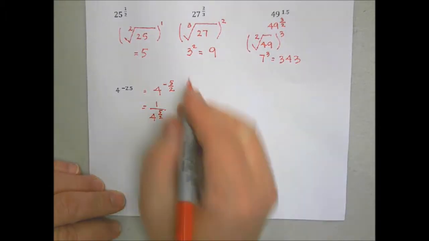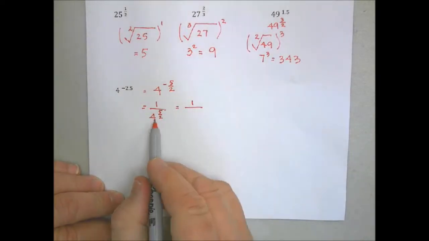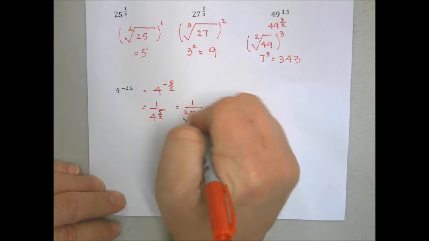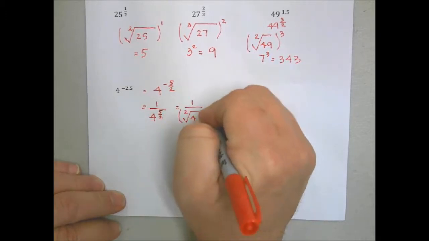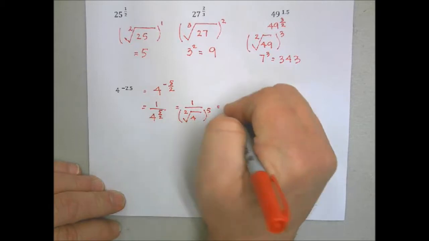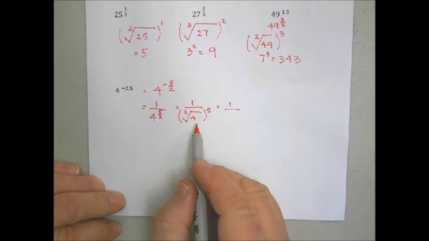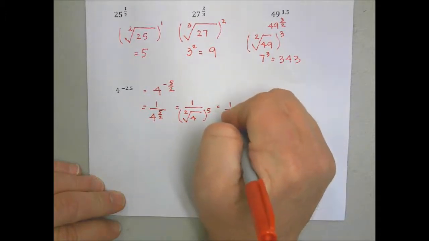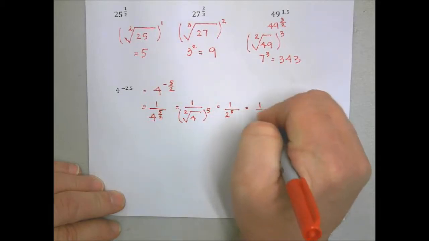So my next step would be 1 over, now 4 to the 5 halves power is simply the square root of 4, and then take it to the 5th. Now the square root of 4 is 2, so this is 1 over 2 to the 5th power, and that's 1 over 32.